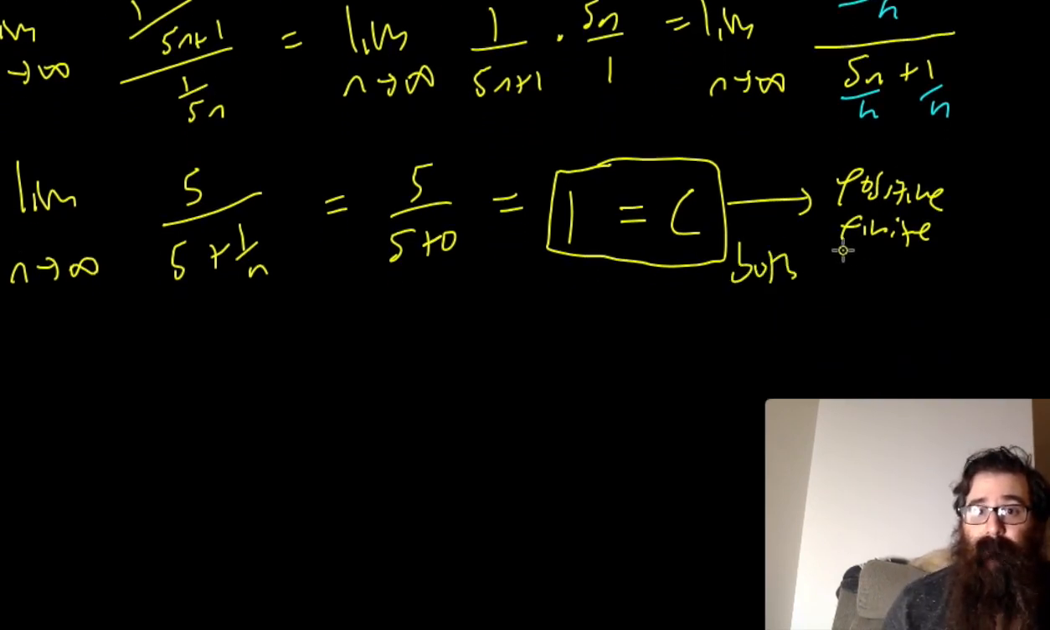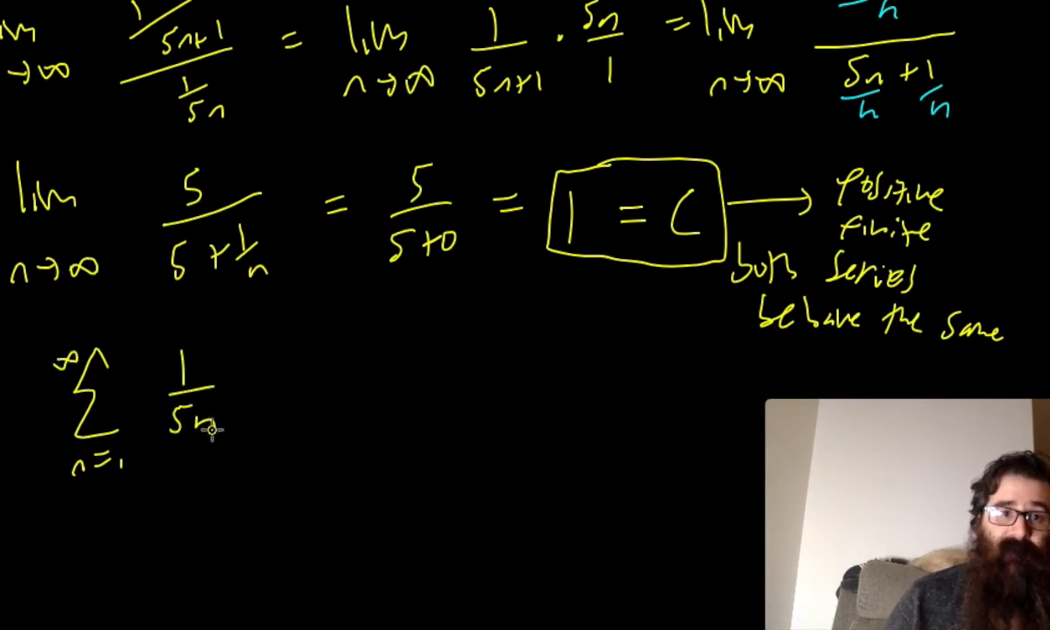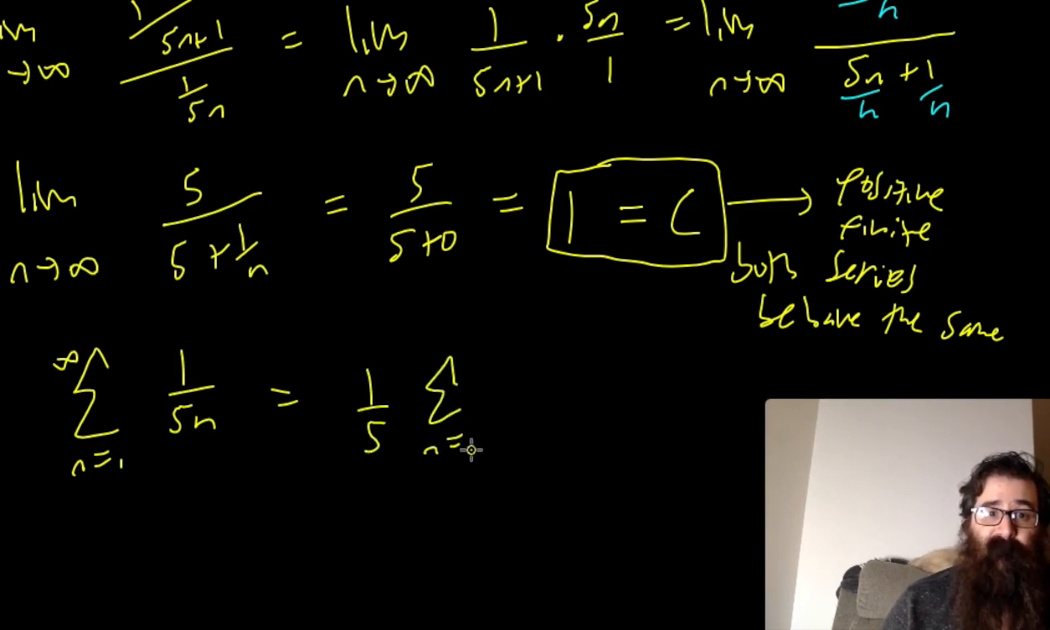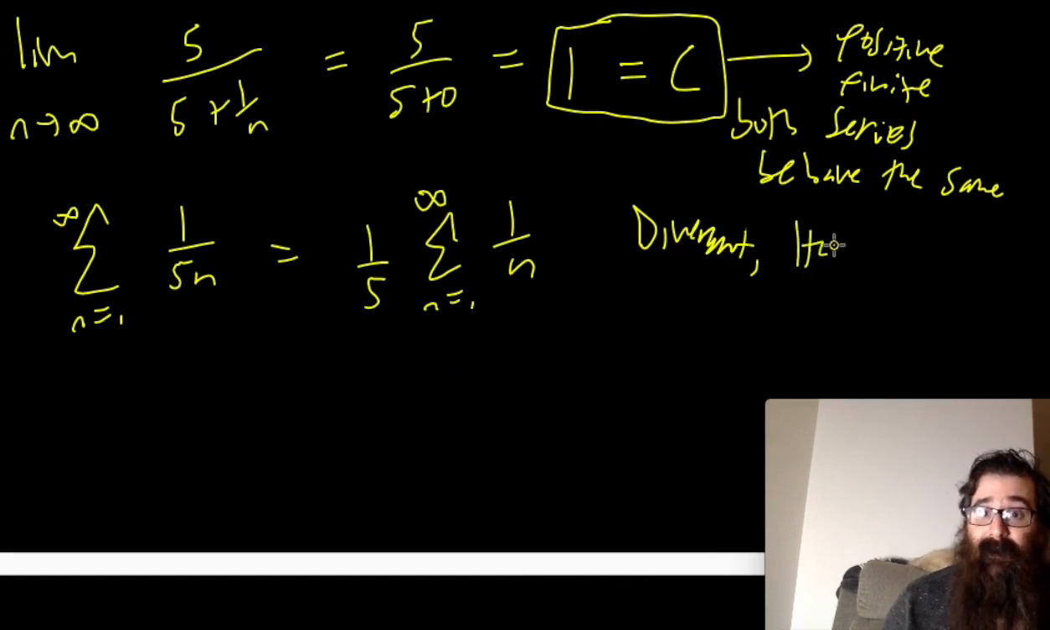This means both series behave the same. So I was looking at comparing against the sum from n equals 1 to infinity of 1 over 5n. And if I want to write it, this is 1/5 the sum from n equals 1 to infinity of 1 over n, which is divergent. So we'd say this is divergent. This is the harmonic series, or it's a failed P series.